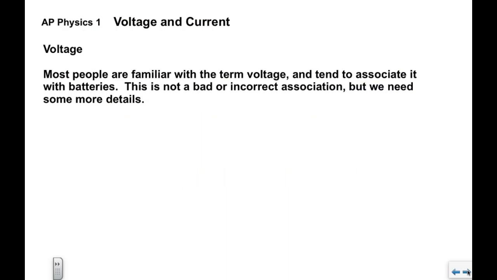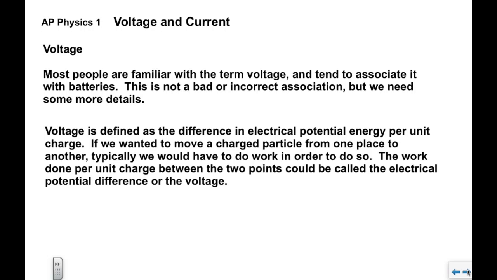Now, most people are reasonably familiar with the term voltage and they tend to associate it with batteries. It's not a bad association, but we're going to need some more details here. Voltage is defined as the difference in electrical potential energy per unit charge between two different locations. If we wanted to move a charged particle from one place to another, typically we would have to do work in order to do so. The work done per unit charge between the 2 points could be called electrical potential difference or the voltage.